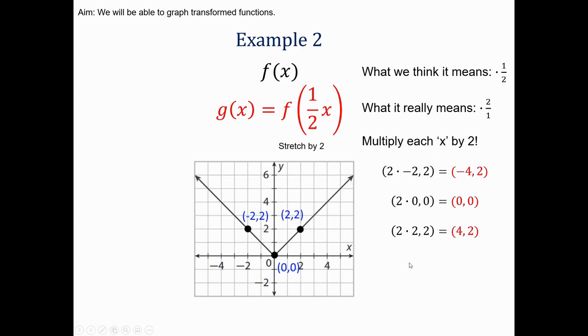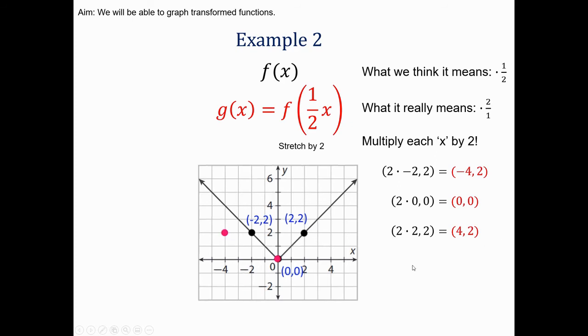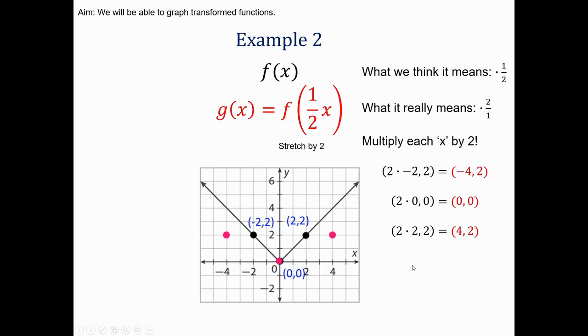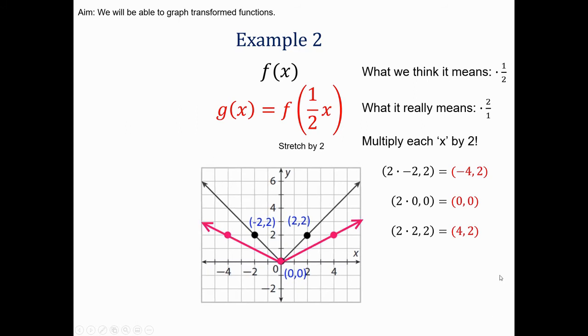If I graph these new points right here, negative 4, 2, 0, 0, and 4, 2, and then I connect them, take a look at our new graph. Doesn't it look like it's twice as wide? That's because we know we did it right. So if you ever wonder, how do I know if my answer is correct or not? Well, the easiest way to tell if your answer is correct is just simply check it visually. Does it look like we did the proper transformation? I know you guys might feel a little iffy about this, so let's do one more example.